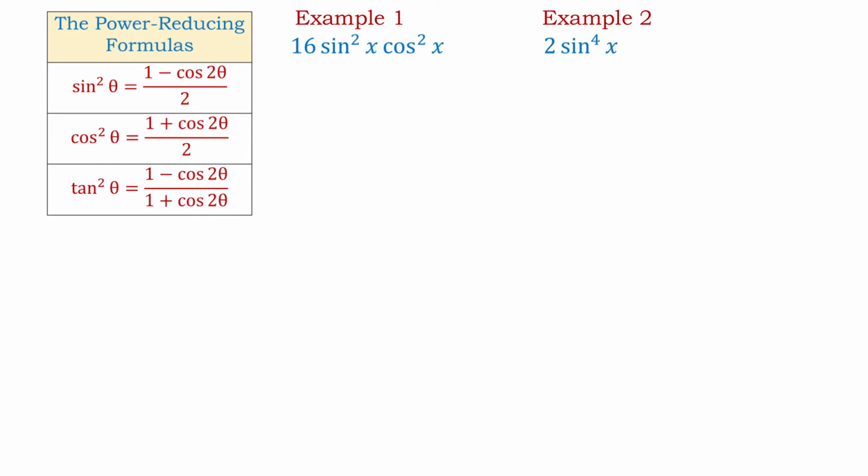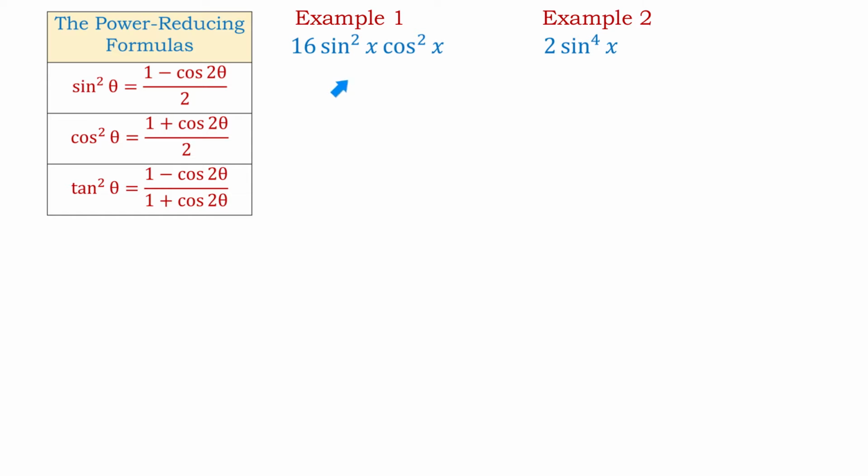Hello. The power-reducing formulas allow us to take an expression that has a second power of sine, cosine, or tangent and write it as an expression that has cosine of double angle that has the power of 1. So all these expressions on the right side have cosine with exponent 1 and double angle. Now let's see how we can use these formulas to reduce the powers in these two examples.